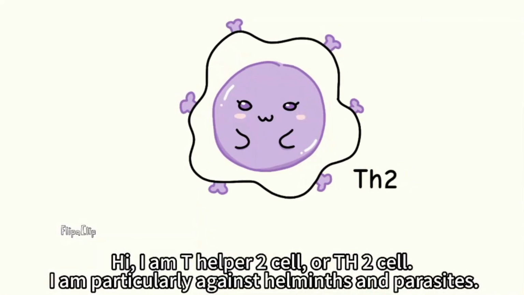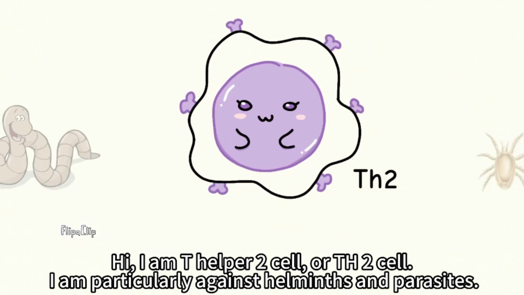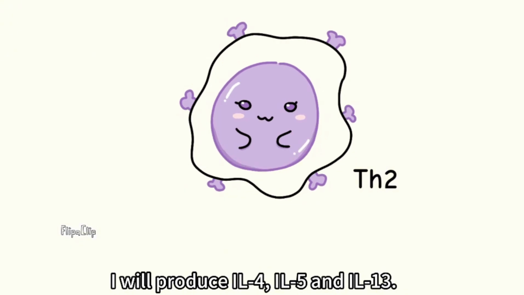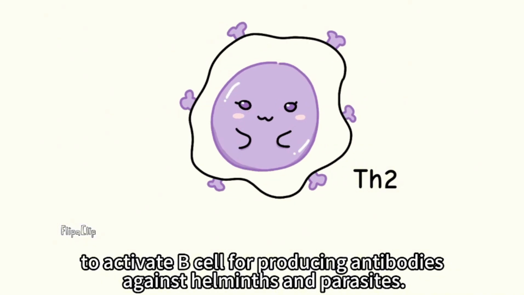Hi, I am T helper 2 cell, or Th2 cell. I am particularly against helminths and parasites. I will produce interleukin 4, 5 and 13 to activate B cells for producing antibodies against helminths and parasites.